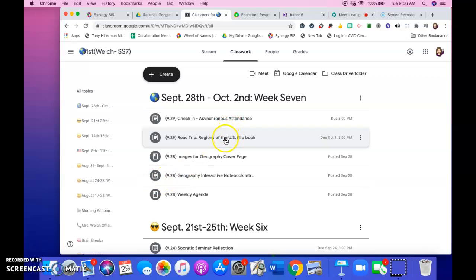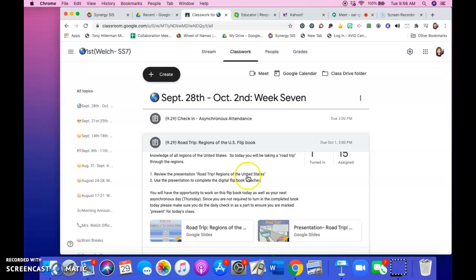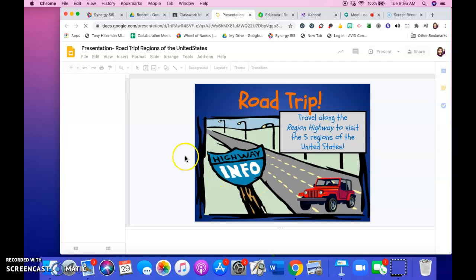All right, students, I had a really good question about today's asynchronous work. So if you're trying to complete your flip book and you are looking for the name of the states for each region, this is how you need to find them.